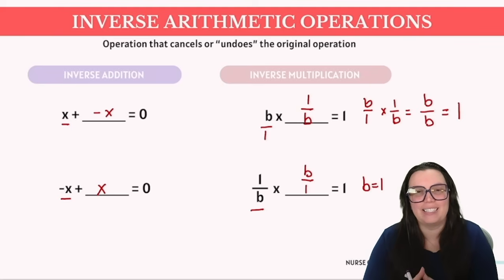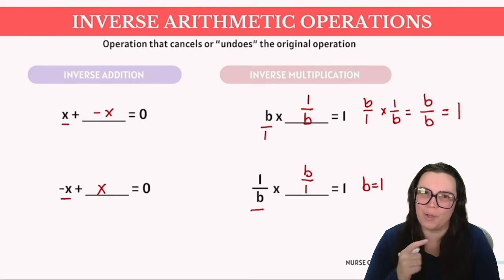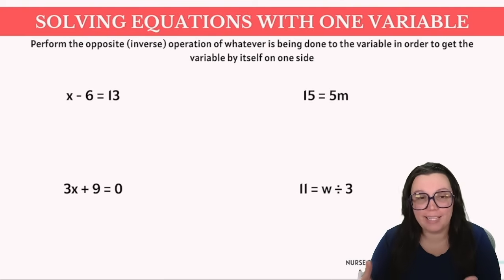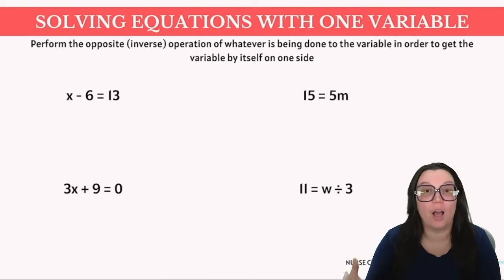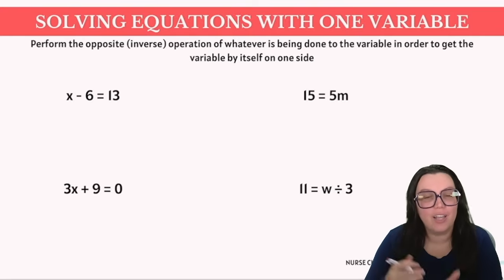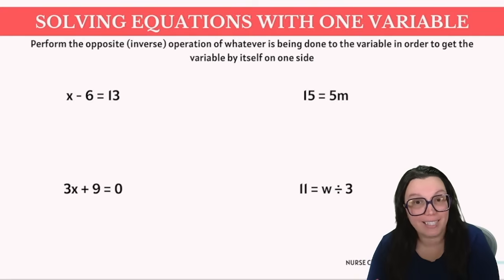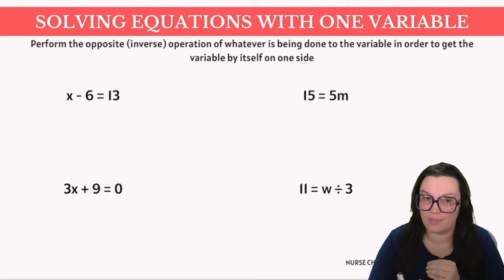Let's take a look at some examples for solving equations using one variable. When we're performing these operations, we want to perform the opposite, or inverse, operation of whatever we are doing on one side of the equation to the other side of our equation.